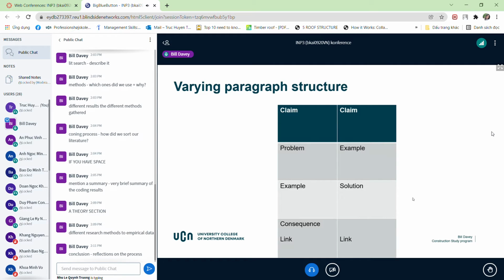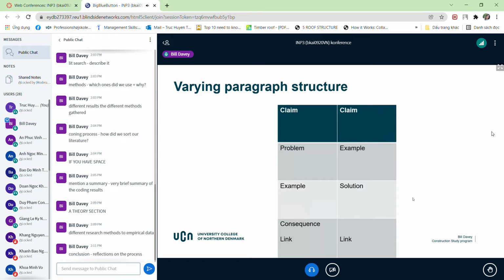So you can start with a claim and then go to an example. If it's something to do with sustainability, maybe you make the claim that wood is a sustainable material. Then you might give an example and say, there's this thing called FSC wood. And then you would explain how FSC wood was a solution: that the FSC wood comes from forests where for every tree that is felled, a new tree is planted.